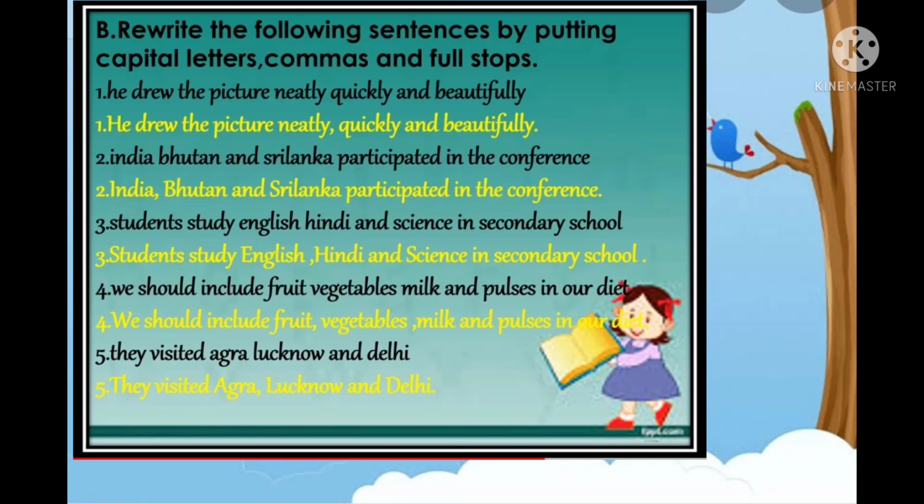Next one is they visited Agra, Lucknow, and Delhi. T begins with the capital letter. Then Agra, Lucknow, Delhi are the proper names of the place. They also begins with the capital letter, and Agra and Lucknow is separated with comma and full stop in the end.